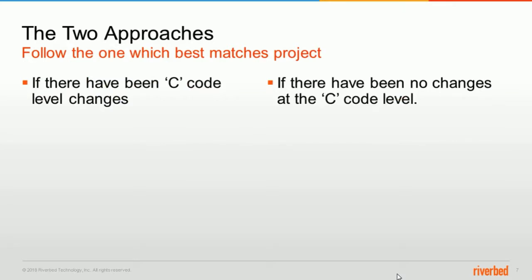There are two main approaches on how to archive a modular project. The one approach is if there have been C code level changes in your project. The other is if there have been no C level code changes in your project. We will be going through an example of each.